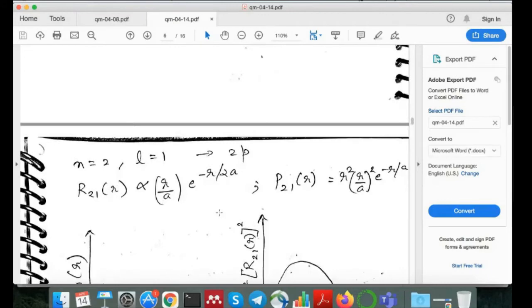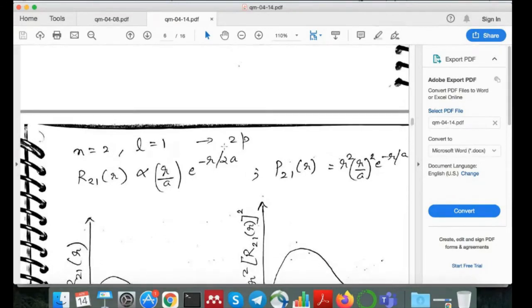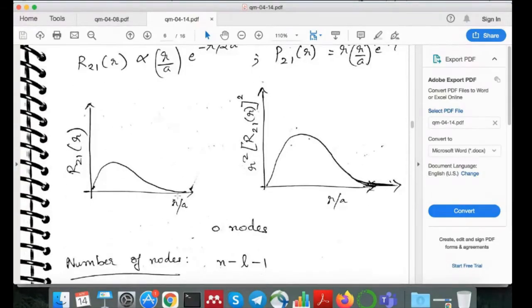Now, if you look at n equal to 2, l equal to 1, that is 2p, here again you will not see any node, because the only place where R21 of R will be 0 is at r equal to 0. The starting point of the wave function is not really called a node. If there is a zero point in the middle, that is called a node. So there is no node here, and similarly none here. That's what we have plotted here: R21 of R goes like this, and the probability density also goes in a similar manner. Again, there are no nodes.